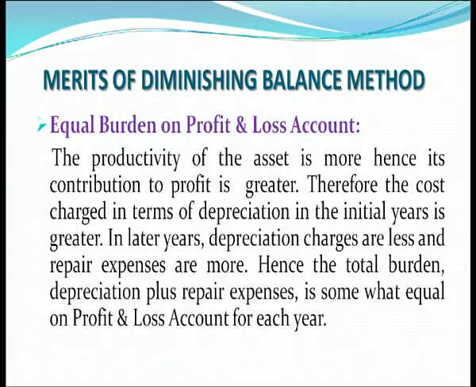Now, the merits of diminishing balance method is that it has an equal burden on profit and loss account. So, the productivity of asset is more, hence its contribution to profit is greater. The cost that is charged to the profit and loss account in terms of depreciation in the initial years is greater, whereas in the later years the depreciation charges are less as repairs and expenses are more. So, it is a more logical approach that in the initial years the repairs are less, whereas in the later years the repairs and expenses are more. Hence, the total burden, that is depreciation plus repair and expenses, is somewhat equal on the profit and loss account each year.